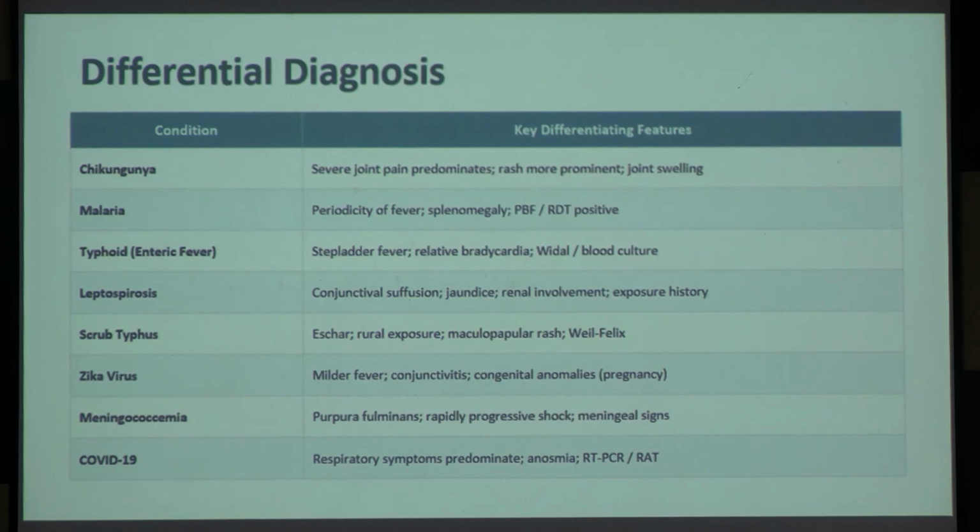But in chikungunya, this is called breakbone fever. So severe joint pain predominates. Okay, and there may be rash and joint swelling. In malaria, there is periodicity of fever along with splenomegaly, but in dengue there is hepatomegaly. In malaria, predominantly it's splenomegaly. Okay. So these are the differentials.